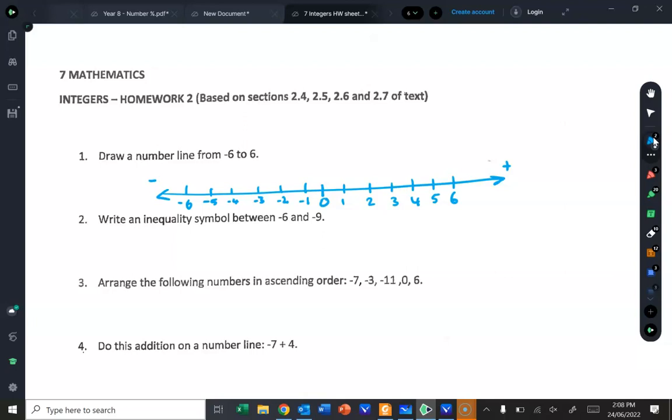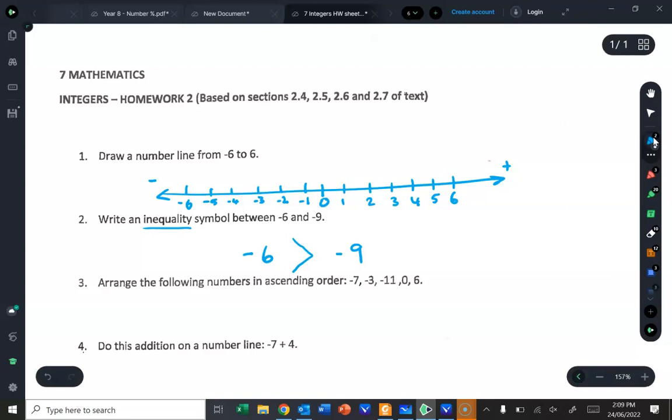Question number 2, and this is a bit that I want you to pay attention to. Inequalities are greater than or less than, and I'm not sure if you've seen this before in primary school, but you need to decide which of these two is the biggest number. If I've got the numbers -6 and -9, I have to decide which one of those numbers is bigger. -6 is bigger, good. And when you draw this in, it's a symbol like this, okay?